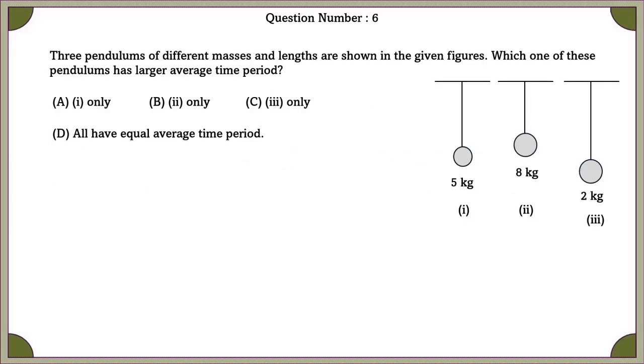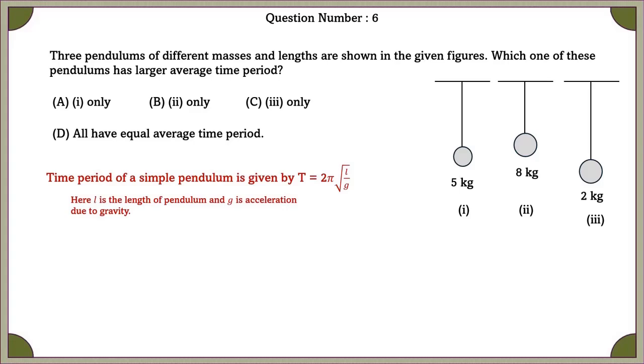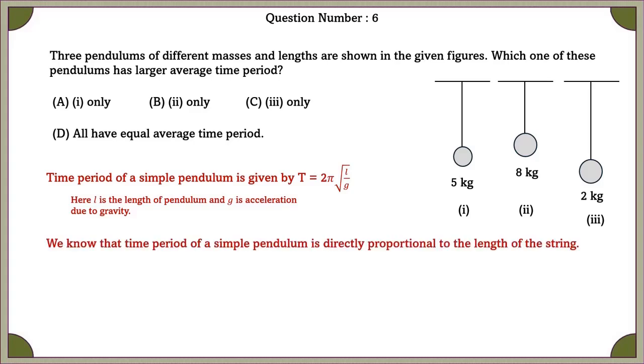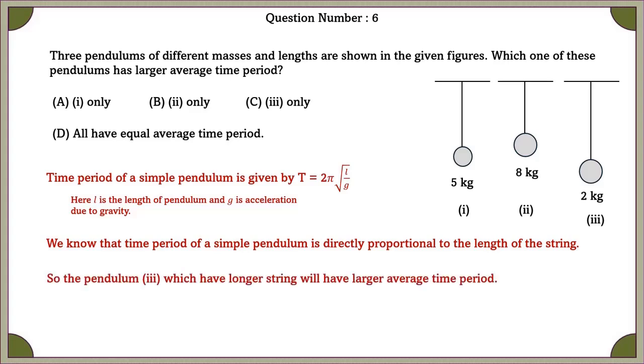Question number 6. 3 pendulums of different masses and lengths are shown in the given figures. Which one of these pendulums has a larger average time period? Time period of a simple pendulum is given by T equals 2 pi root of L by g. Here L is the length of the pendulum and g is the acceleration due to gravity. We know that time period of a simple pendulum is directly proportional to the square root of the length of the string.